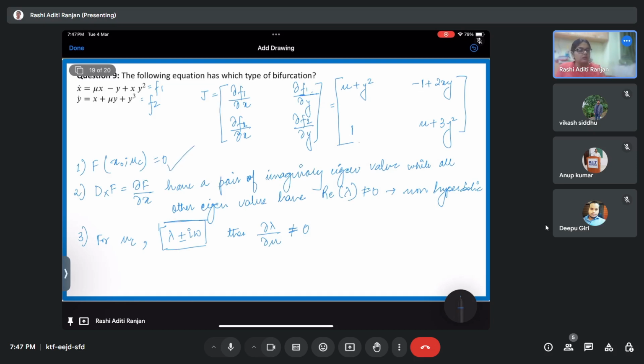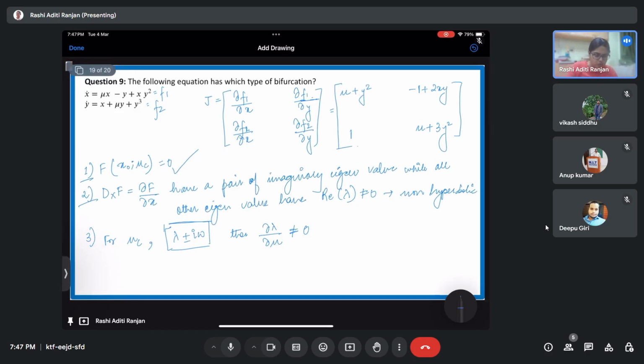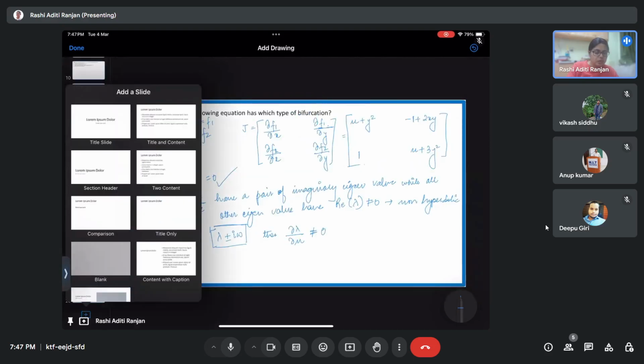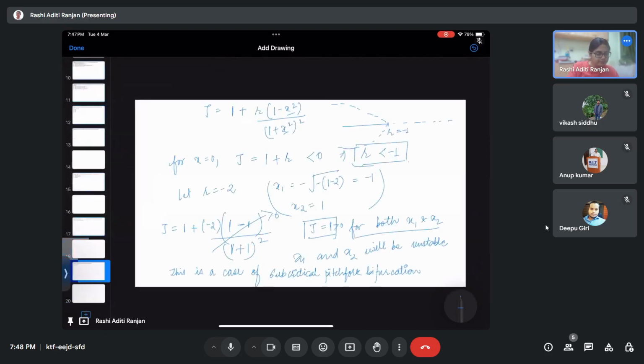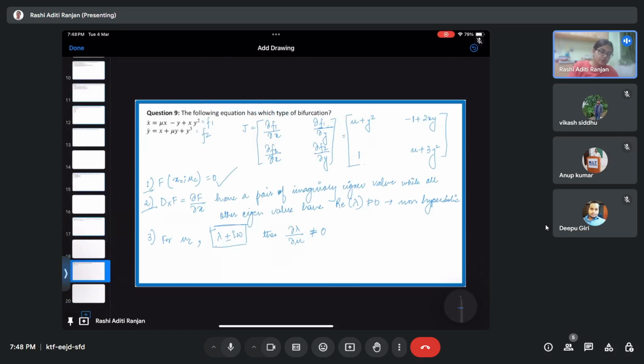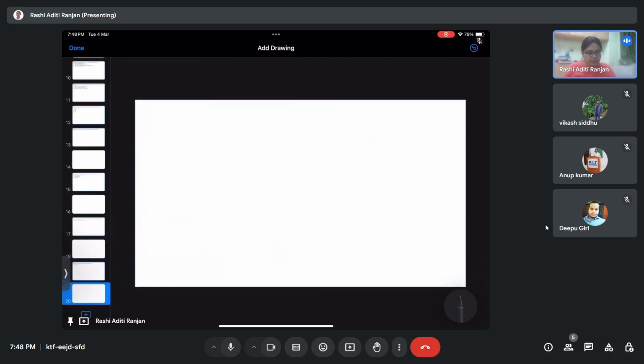Okay. I'll come to the second condition, which says that the Jacobian should have a pair of imaginary eigenvalues, while all other eigenvalues have a real part not equal to 0, which is the case of a non-hyperbolic fixed point. First, I'll be concerned about finding the eigenvalues. Then we'll see whether they are imaginary or not. So I have already calculated the Jacobian. I'll put x equals 0 and y equals 0. So what am I going to get?